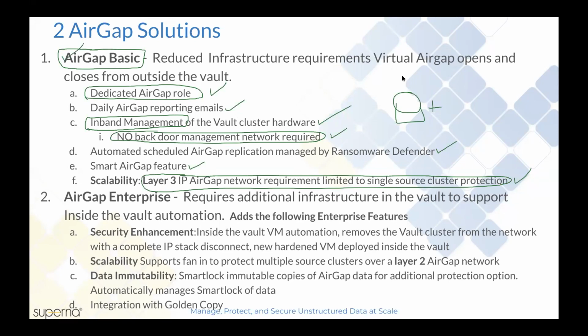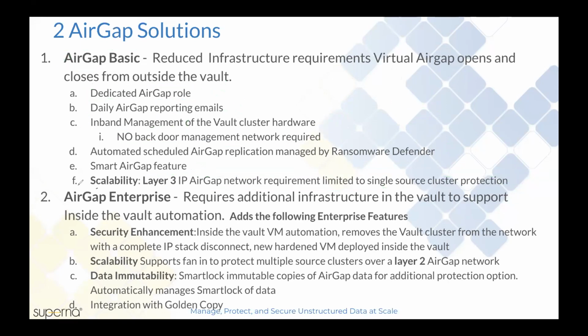So now, what's AirGap Enterprise? It's everything above. It's all these functions. But now it runs as a VM inside the Vault. So it's a new piece of software. And we move into an offline mode where the IP stack is gone. So essentially, it's an Isilon with no IP stack. And in that configuration, you can't ping it, you can't log into it, it's gone.